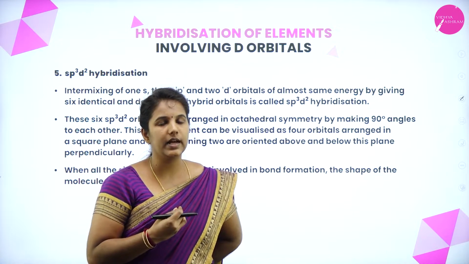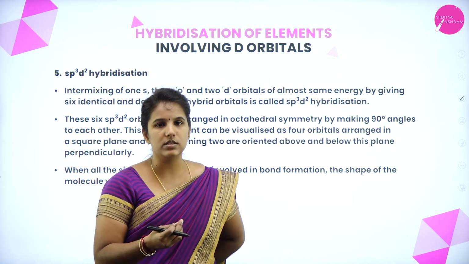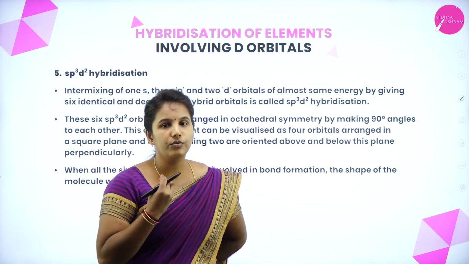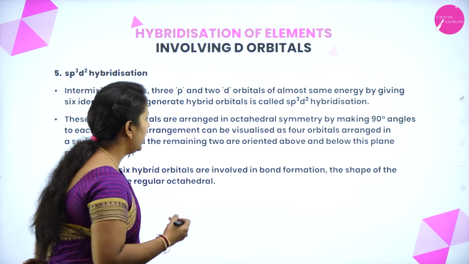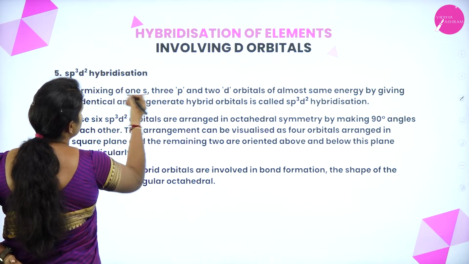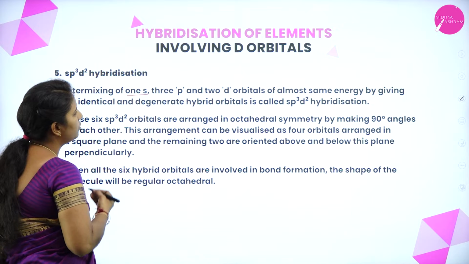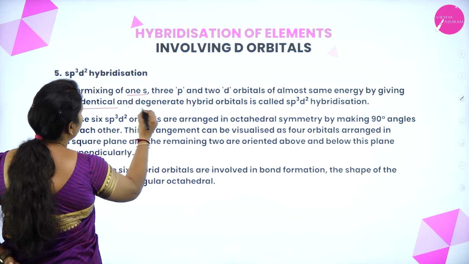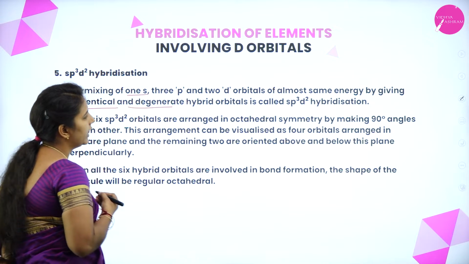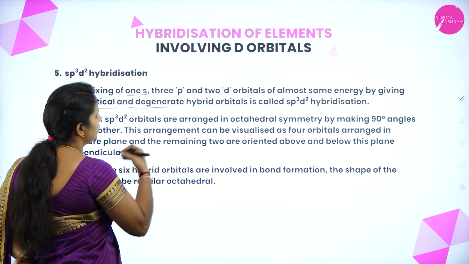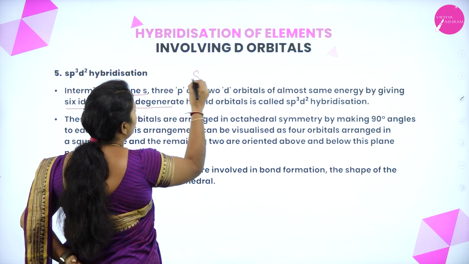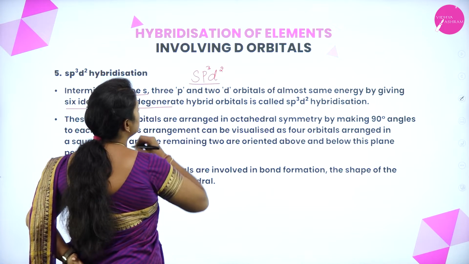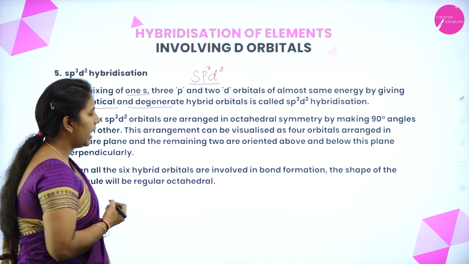Here also you can see that there is an involvement of d orbitals. How will the d orbitals be involved in writing the hybridization? Let us see now. The intermixing of 1 s orbital with 3 p orbitals and 2 d orbitals of almost the same energy gives rise to identical and degenerate hybrid orbitals, known as sp3d2 hybridization. You can see that there is the involvement of 1 s orbital, 3 p orbitals and 2 d orbitals, resulting in the formation of sp3d2 hybridization.